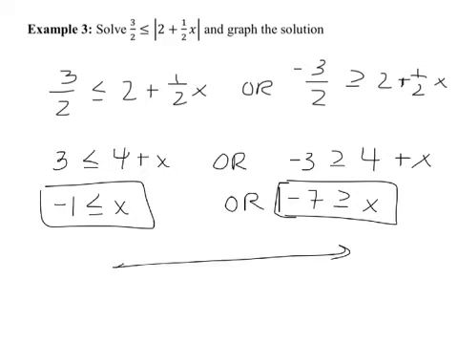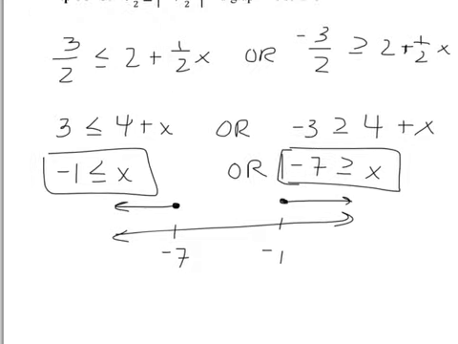So we think about our number line now. We say, well, here's negative 7, here's negative 1. X is everything less than or equal to negative 7, or everything greater than or equal to negative 1. So it looks just as we had expected. Again, an OR statement separated. If we wrote this as a solution set, it would look like the following. X in the set of numbers where x is less than or equal to negative 7, or x is greater than or equal to negative 1.